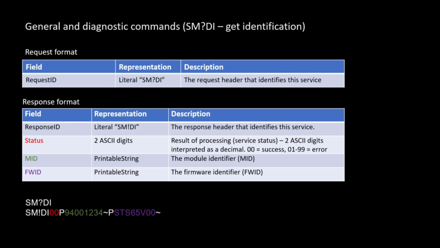So, an example, there's the command SM?DI, and there's a response SM!DI, 00 signifying no error, P signifying a printable string, the module ID with its tilde delimiter, and then another P showing a printable string, and STS600-8-6 showing the firmware ID.